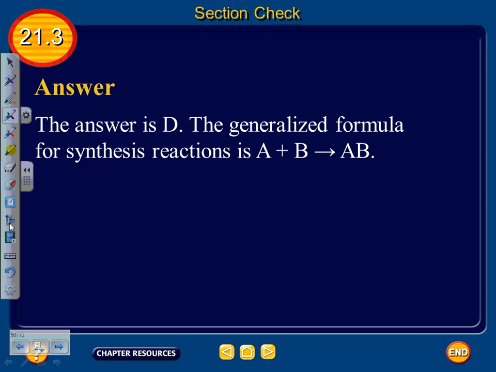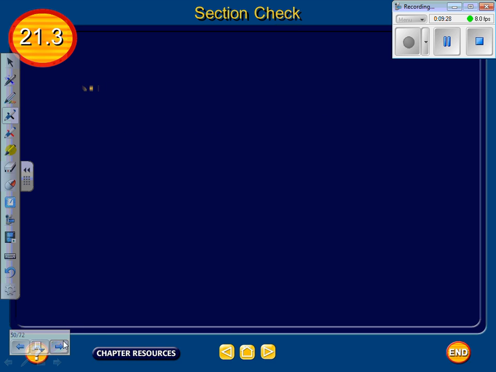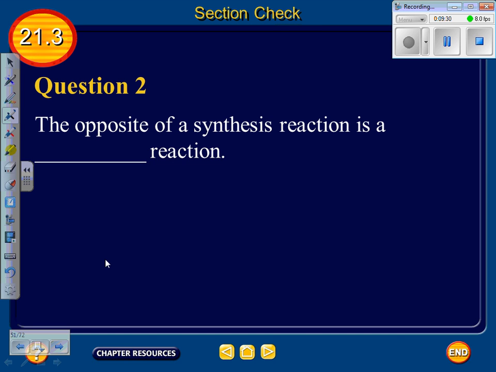And like I said before, it's a good idea to get these down because it's probably what you'll see on a test. I may have the actual elements such as H plus O produces H2O, or you may see it in this form. All right, a synthesis reaction.